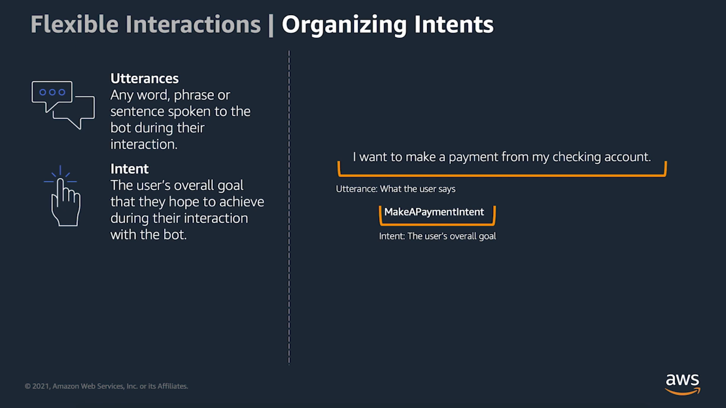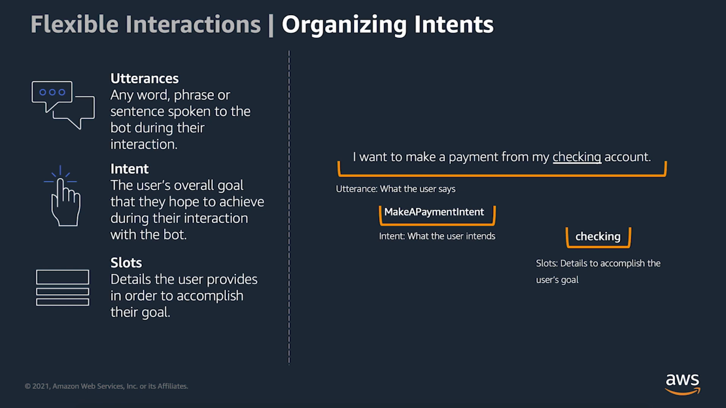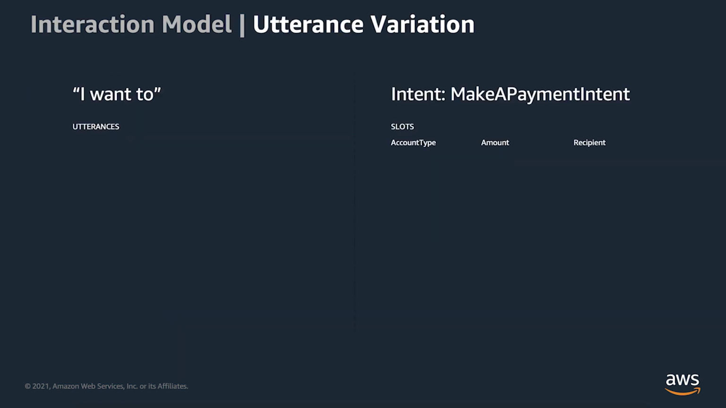And a slot is a detail that the user provides in order to accomplish their goal. For example, in this toy example, we have checking account or checking as a slot, which is a necessary detail in order to understand how the user is going to make this payment. From which account will you make the payment? The checking account is a detail that the user needs to provide in order to fulfill this overall goal. So when you're thinking about developing an interaction model, the interaction model is the place where you capture all of the possible utterances, combine them into intents and slots, and you can use that information to actually build out the Lex bot.